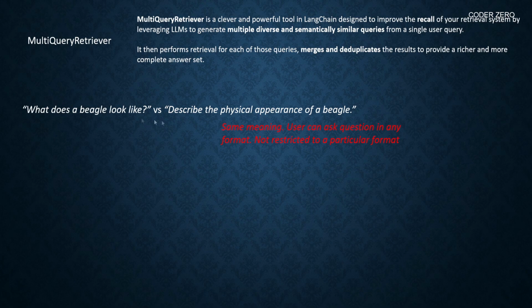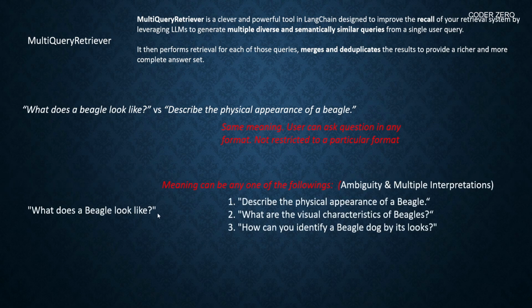So the user can ask either this question or this question. And the second thing is, this question has multiple interpretations. This can be describe the physical appearance of a beagle, this can be what are the visual characteristics of a beagle, this can also be how can you identify a beagle dog by its looks. So the same question has multiple interpretations. To deal with this kind of situation, we have multi-query retriever.